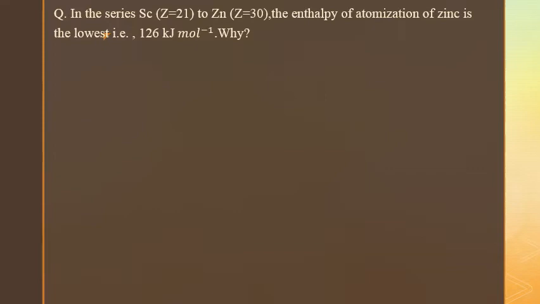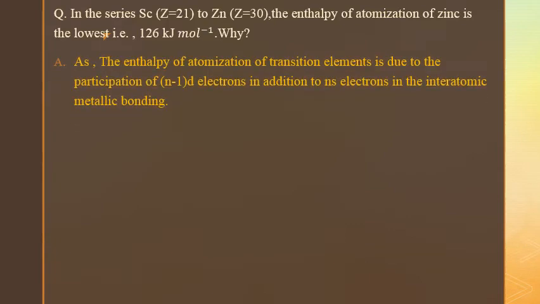In the series scandium 21 to zinc 30, the enthalpy of atomization of zinc is the lowest, and the value is given as 126 kilojoule per mole. Why? The answer will be: the enthalpy of atomization of the transition elements is due to the participation of n-1 d electrons, the electrons present in the partially filled d subshell, in addition to the ns electrons, or the outermost electrons, in the interatomic metallic bonding.